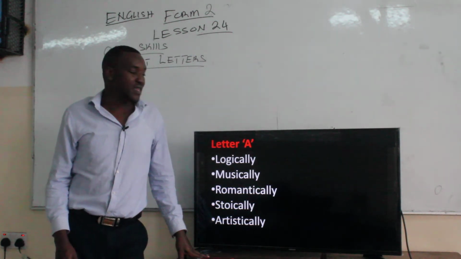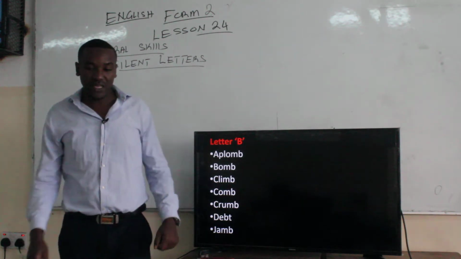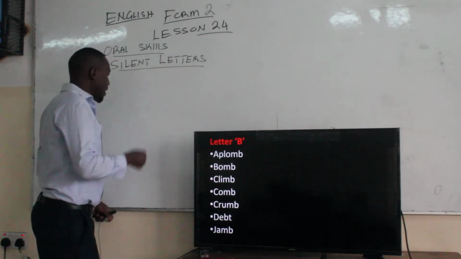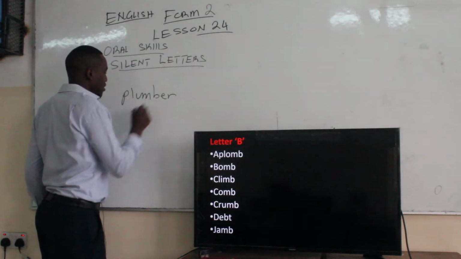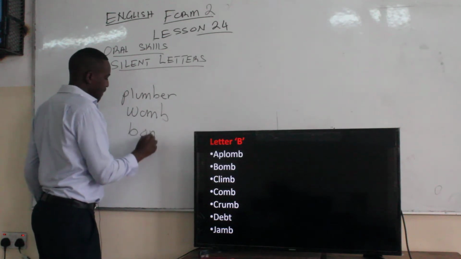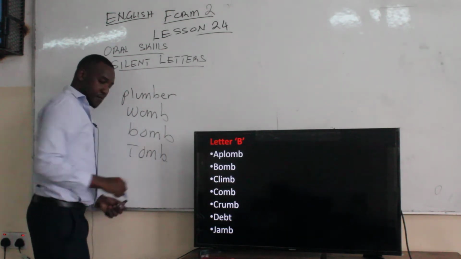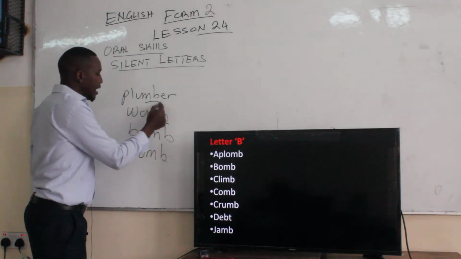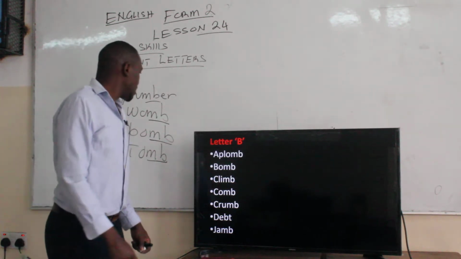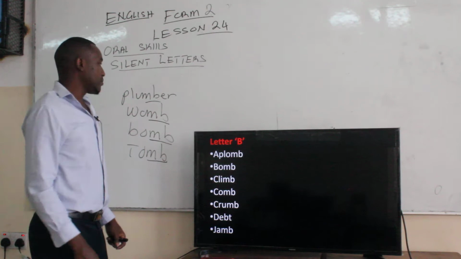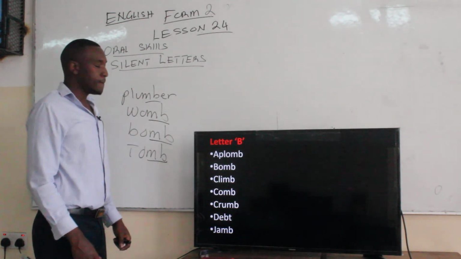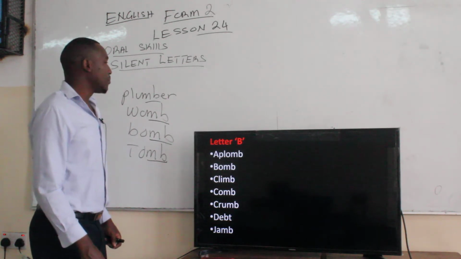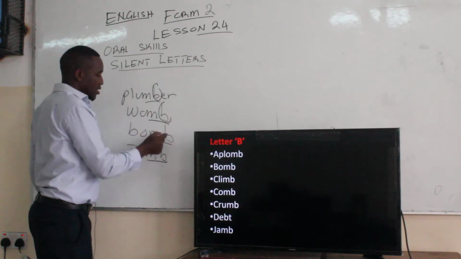Let's see letter B, and the words where B is silent, like aplomb. You will agree with me that in most words where we have an MB, the B is silent. Like when you read plum, womb, bomb, tomb. We know the silent letter is B in all these words.